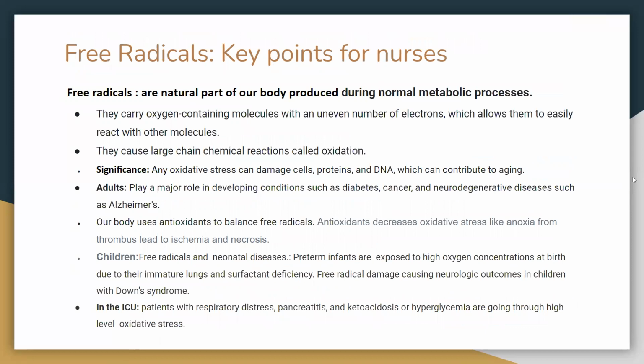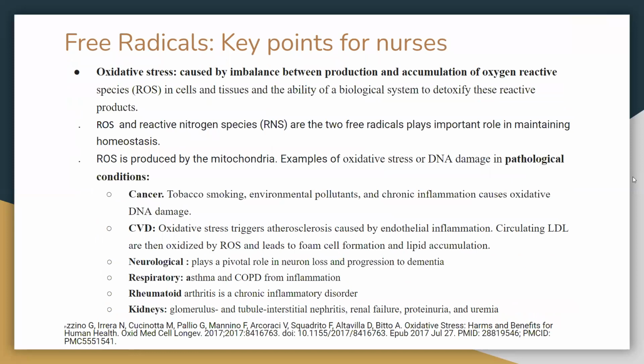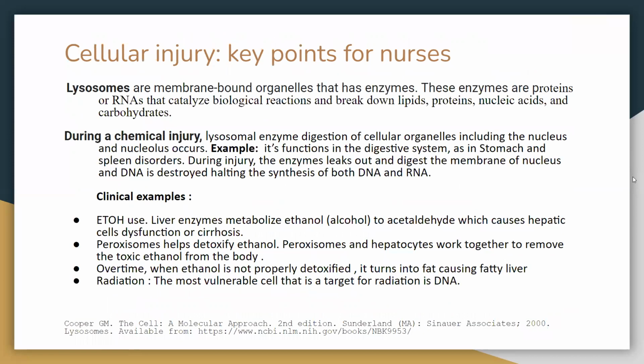And then we have the term free radicals. The key points for nurses are explained there, the significance in adults, children, and especially in the ICU setting. How does it relate to the signs and symptoms of pancreatitis and ketoacidosis? And then oxidative stress is another common term that comes to mind with cancer, neurological disorders, asthma, arthritis, and kidney dysfunction. This is detailed with key points for you to study for exam purposes.